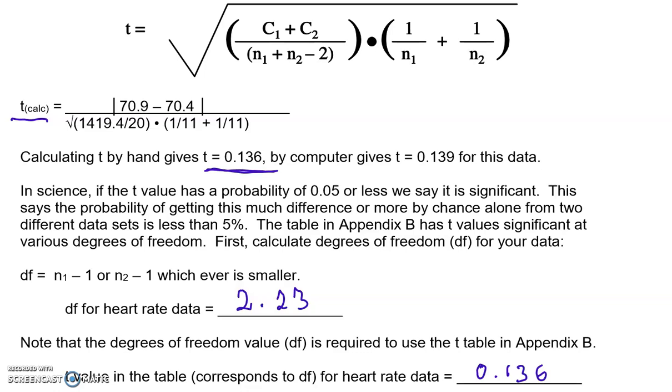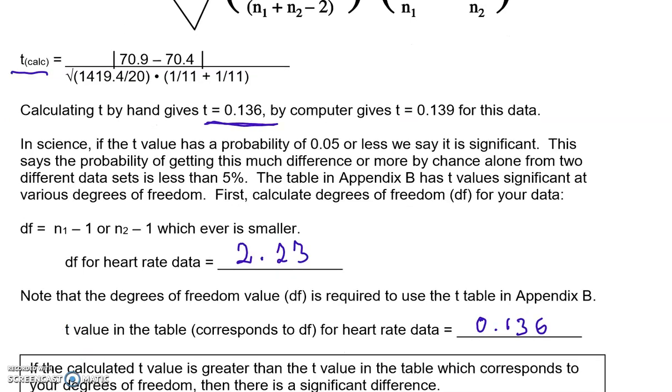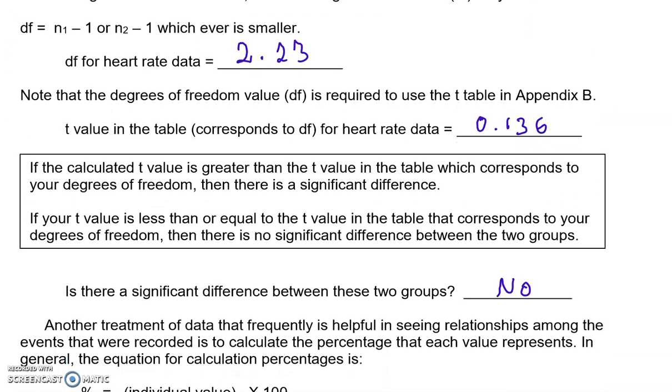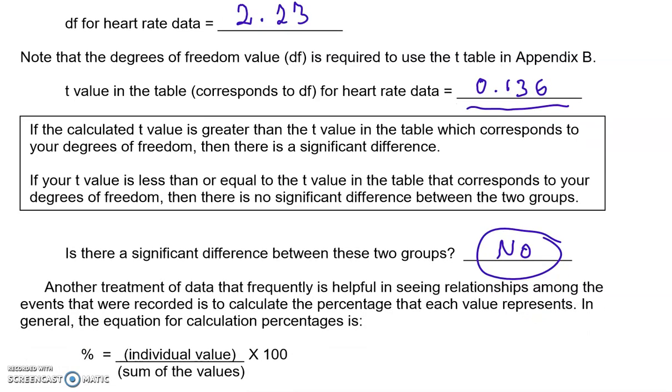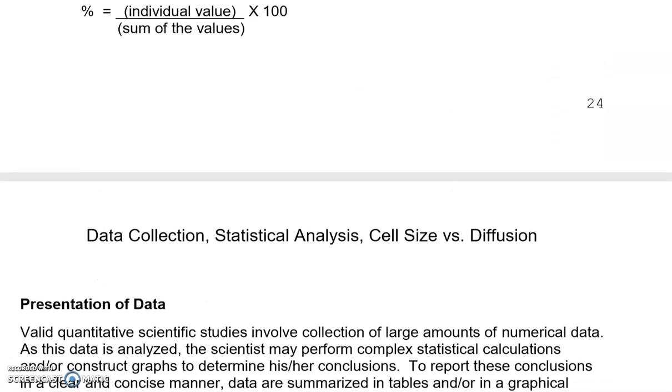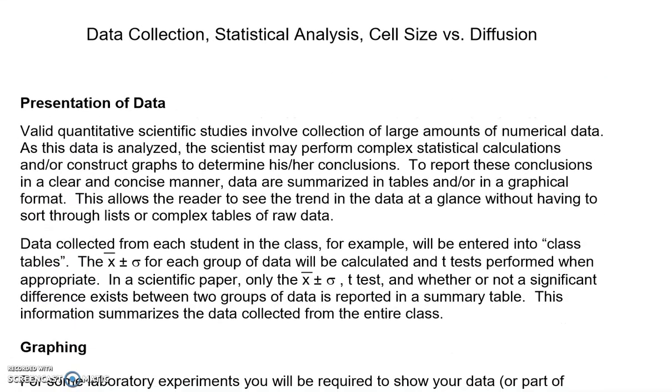And then all we have to do is compare our calculated T to the cutoff, and if your calculated T is smaller than the cutoff, then there is no significant difference. If your calculated T is greater than the T value or the cutoff value in the table, then there is a significant difference. So in this case, clearly 0.136 is smaller than 2.23, and so therefore there's no significant difference. Okay, and I will give you a data set, and then you can have fun with some calculations yourself and figure this out. But let's do quickly one little exercise for the presentation of data.